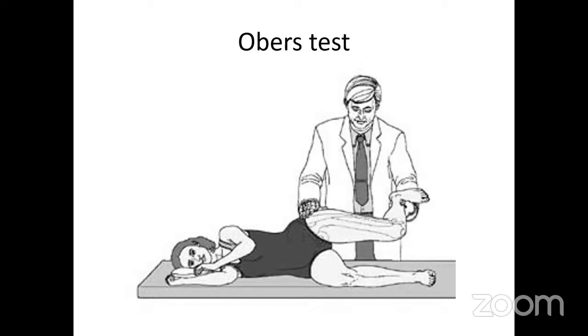That means if the iliotibial band is contracted, what will happen? You are able to keep the hip and knee in the flexed and abducted position, and that is usually seen in post-polio residual paralysis and so on.